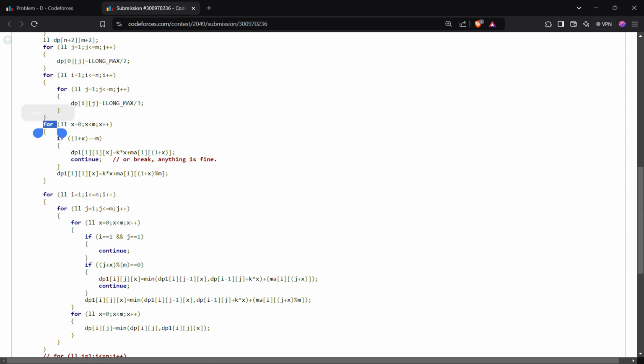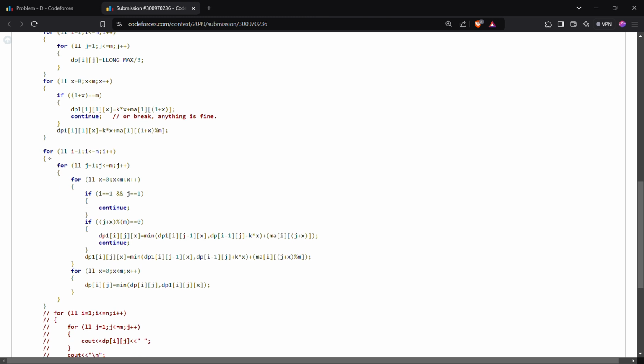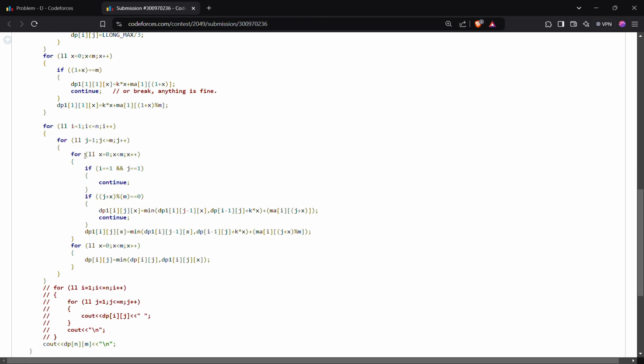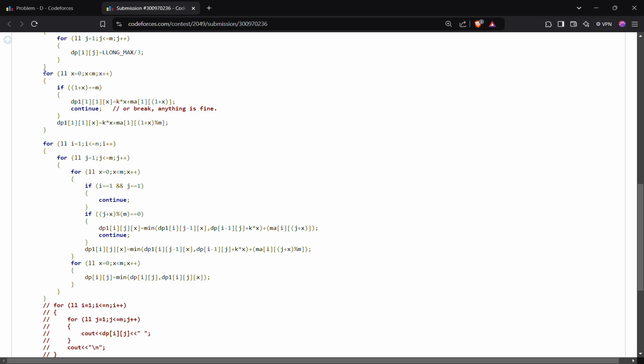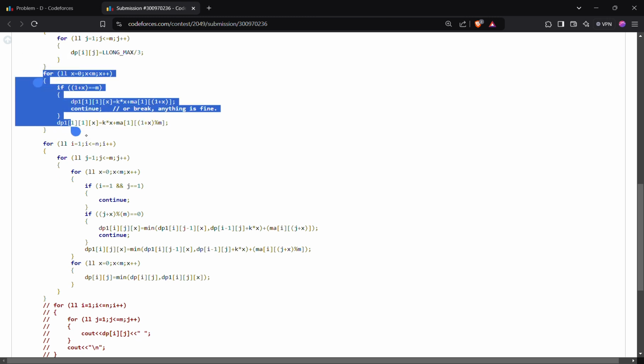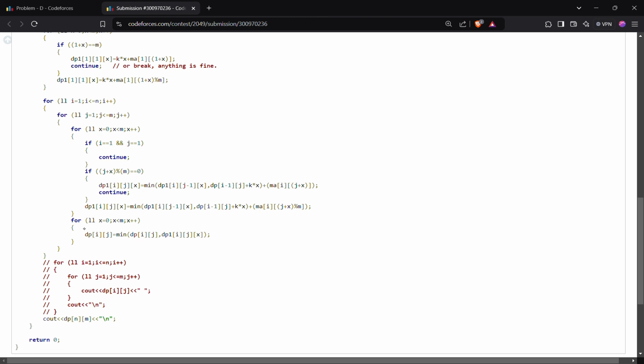So for that, calculate those values explicitly. Then run the three nested for loops, and if i is equal to 1 or j is equal to 1, you need to skip that because we have explicitly calculated it here. And if j plus x modulo m is 0, you won't do the modulo here, so you don't want to perform modulo here like you did here. That we have seen in the solution.